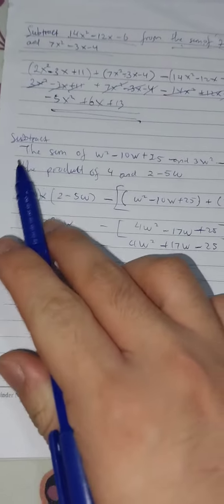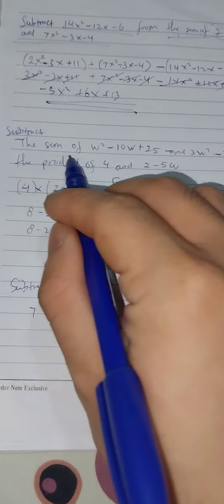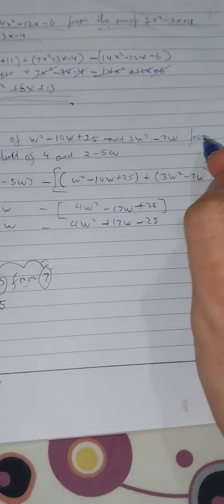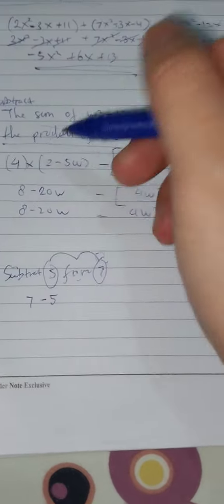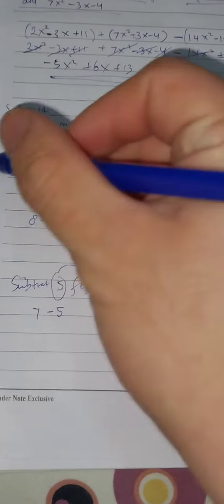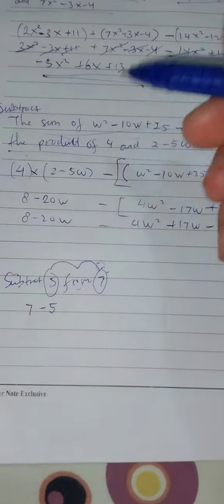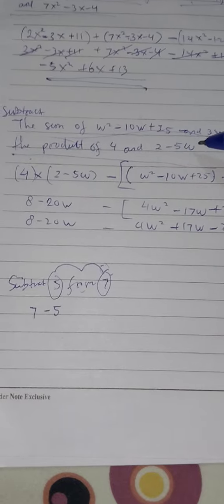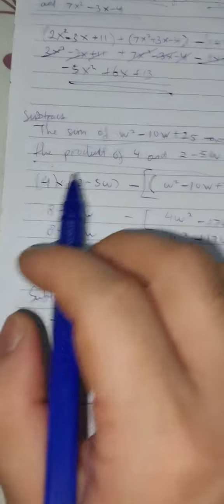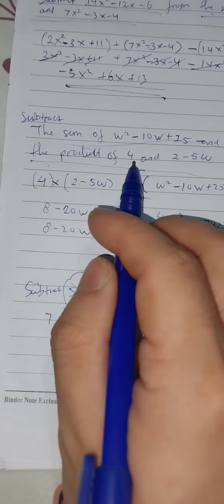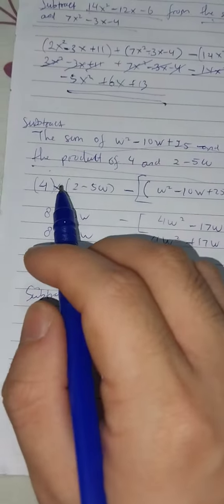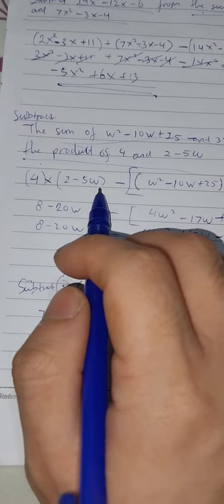Now we do it the same way in the 10c. So subtract this from this. So from is the minus. Okay, we start from the very last first. The product of 4 and 2 minus 5w. So product means multiplication, right? So 4 multiplied by 2 minus 5w.